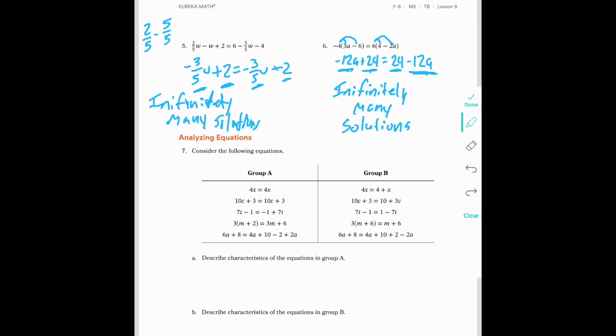I'll just look at it and go over it when I come back. But I will go through the instructions with you. It says consider the equations. So you have group A and group B, right? They look like they have a bunch of equations that they are solving. It says describe the characteristics of the equations in group A, and then describe the characteristics of the equations in group B. So this problem should help you with the identifying part, which is the part I told you to work on. So go ahead and do that.